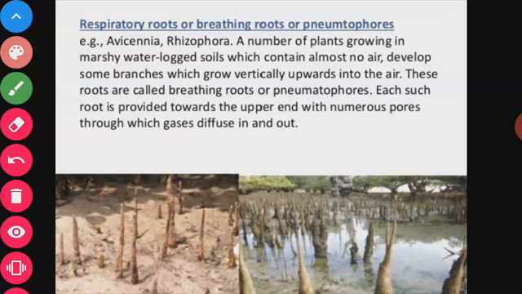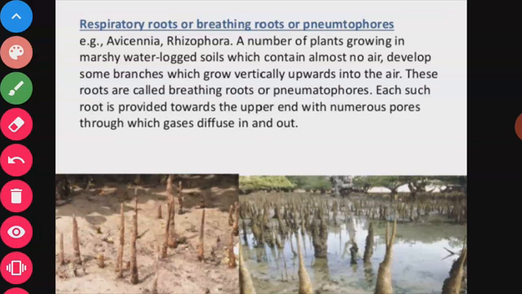They are seen in Palanti in West Bengal and Sundarbans. A number of plants grow in marshy water-logged soil, where the quantity of water is more and which contains almost no air. Those plants develop some branches which grow vertically upwards into the air. These roots are called breathing roots or pneumatophores.